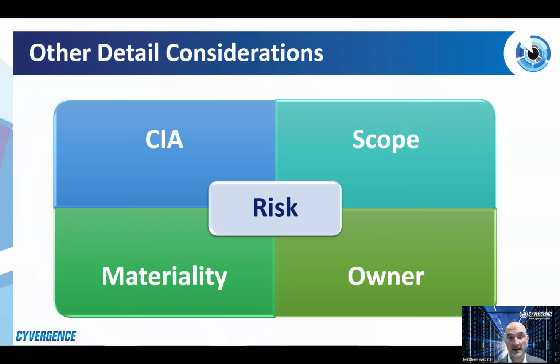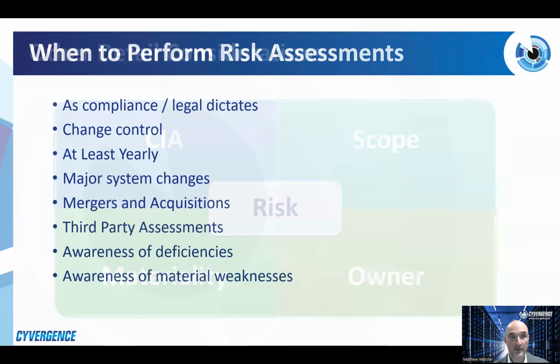Materiality: do you have a functional deficiency in your organization which could affect risk? If those are the types of cases that you're dealing with, this is something that you really need to focus on. There's also owner: who is the risk owner across the board? So those are other things to consider when you're looking at risks for organizations.